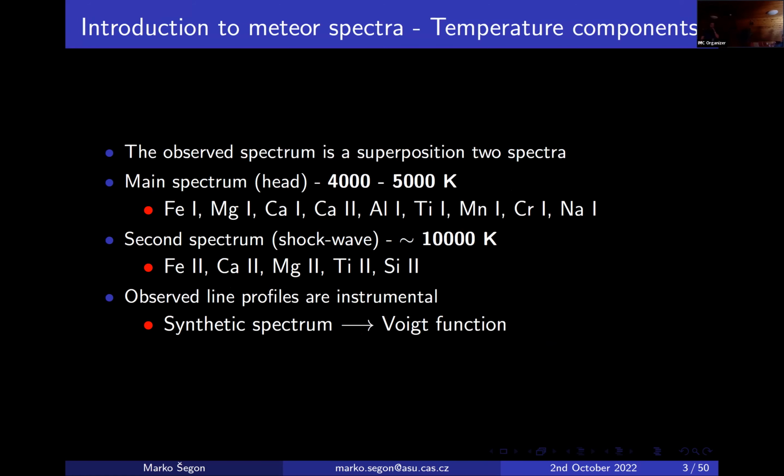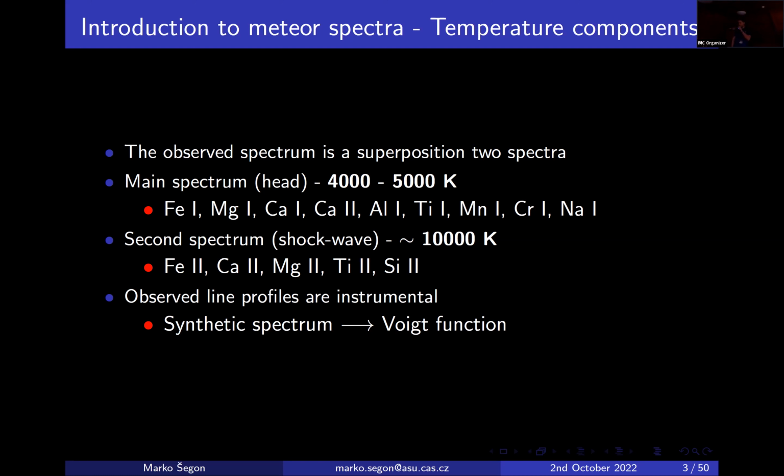So to begin with, what we're actually observing is two separate spectra, but we see their superposition. One spectrum corresponds to the meteor heads at temperatures about 4,000 to 5,000 Kelvin, and these are mostly neutral lines of these elements. And we also have the second spectrum corresponding to the shock wave at higher temperatures, about 10,000 Kelvin, which has singly ionized lines of the elements listed here, and is usually only present in faster meteors.